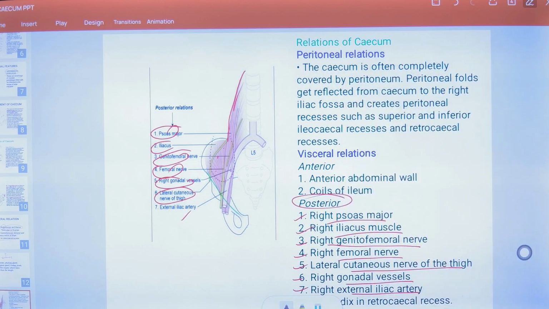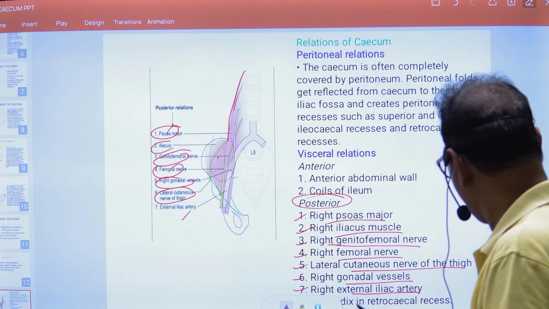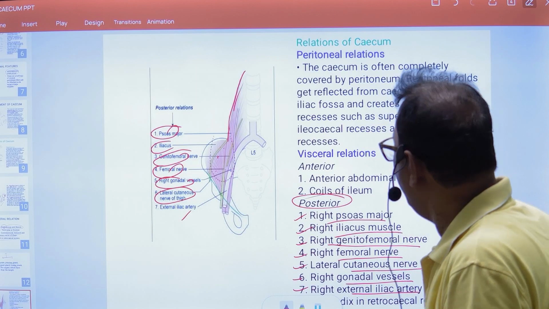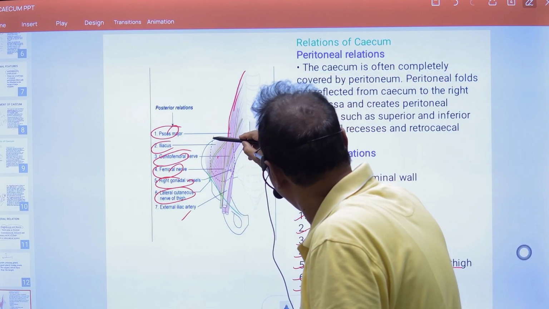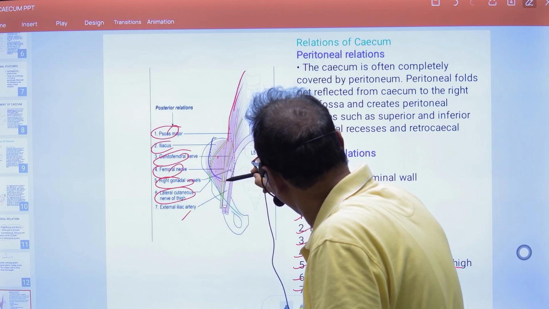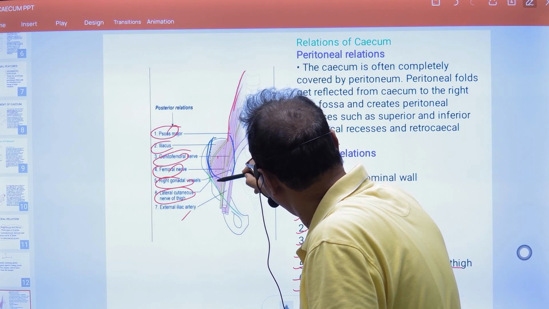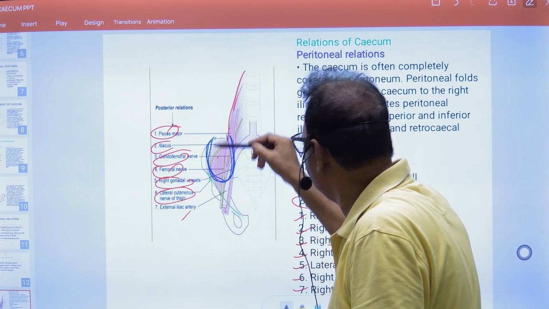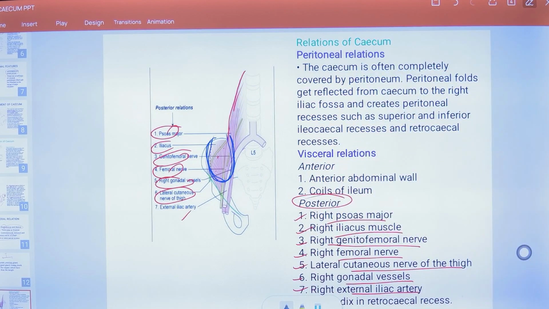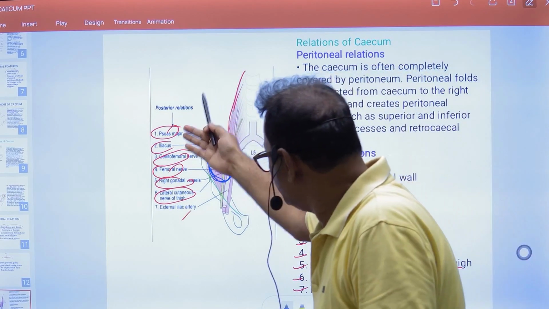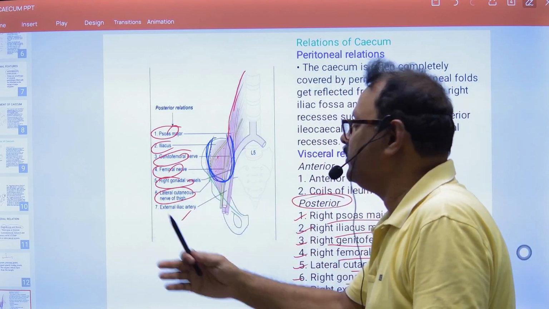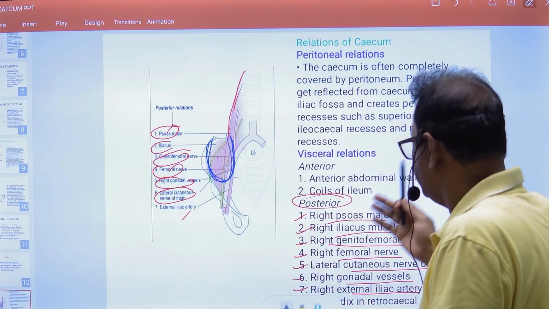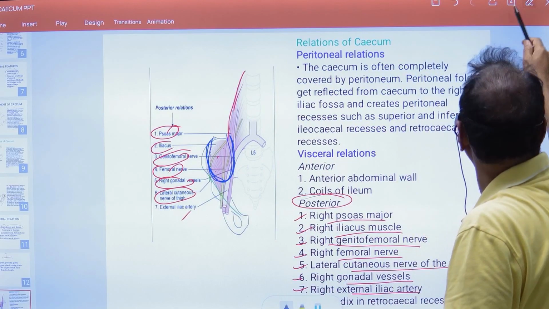They are all forming the posterior relation of the cecum, and we have got the cecum over here. So this is the cecum, just above all these structures. So of course, definitely all those structures which we have just enumerated will form the bed of the cecum or the posterior structure of the cecum.